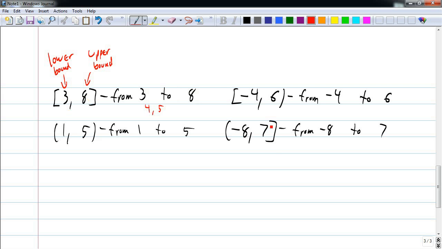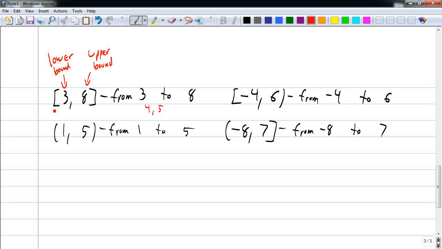So every single one of these intervals, no matter how small it is, contains an infinite number of numbers, because there's an infinite number of decimals that we can write between any two numbers.